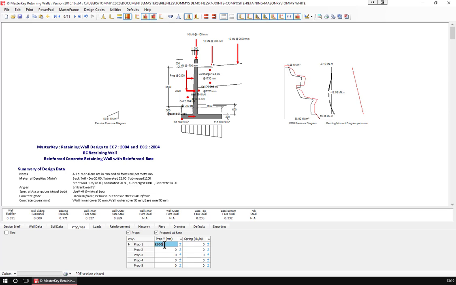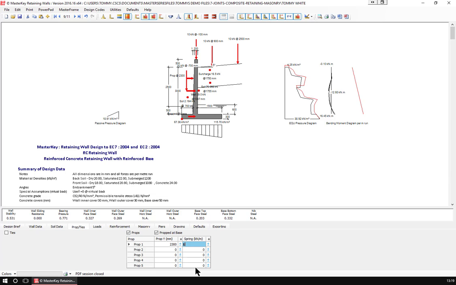I can also put in spring props if you're clever enough to work out, and obviously just like in ordinary structural design, spring stiffnesses are telephone numbers. They're big numbers. The number of kilonewtons to move it by 1 meter. So you would be talking something quite considerable here. We can see here the bending moment diagram being totally changed because of the physical zero movement prop here.